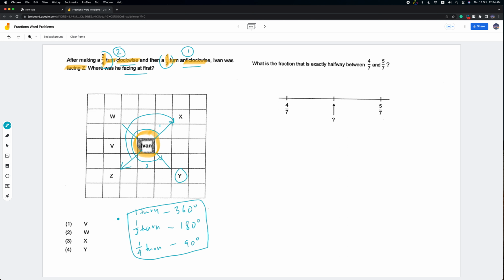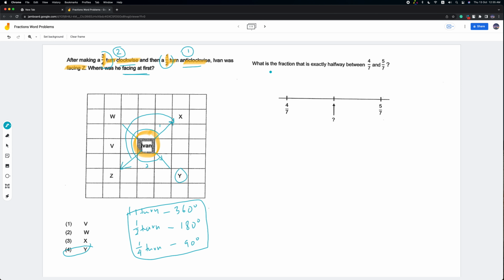I'm facing Y. So again, what are the important things to take note of? The direction, the fraction itself, and whether you are working backwards or working as per normal, forward. If you are working backwards, remember the anti-clockwise becomes clockwise, and the clockwise becomes anti-clockwise. You'll also need to know one full turn is 360 degrees, half a turn is 180 degrees, and a 1/4 turn is 90 degrees.